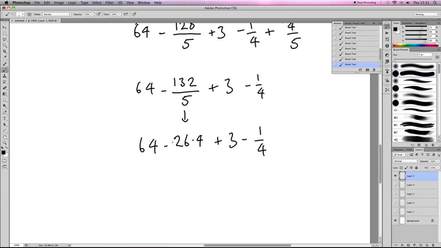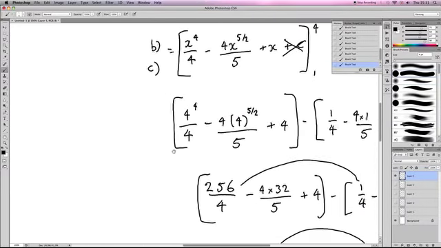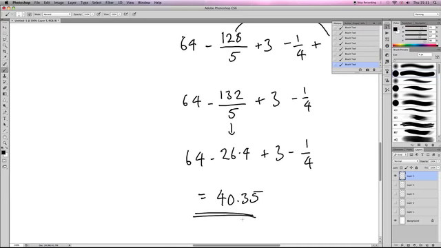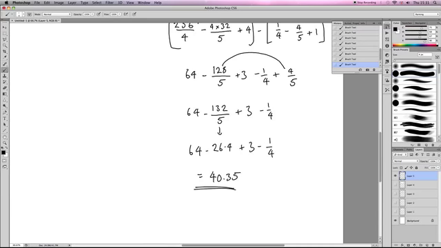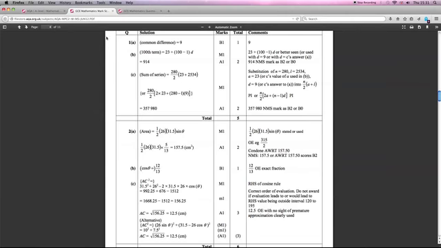So 64 minus 26.4 plus 3 minus a quarter, so 0.25. My answer is 40.35. I think that's the last part. So yeah, it is the last part. So let me underline that so I can come back to it. Pick red this time. So let's go mark it.